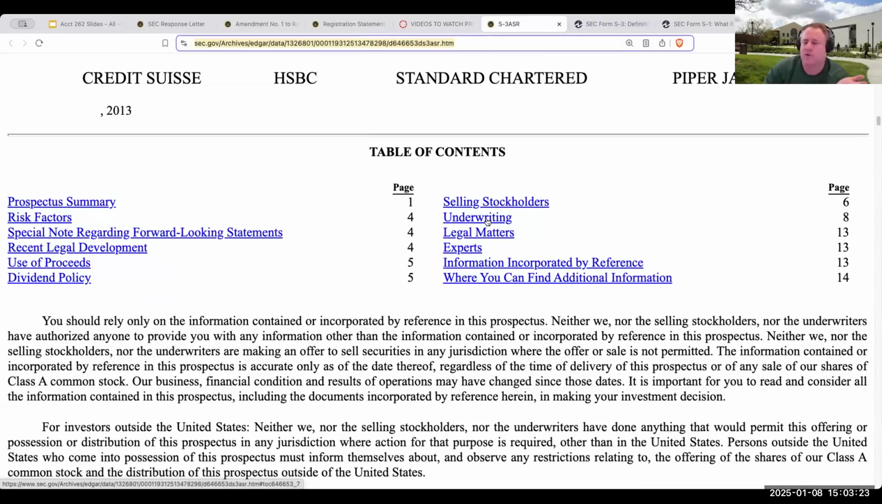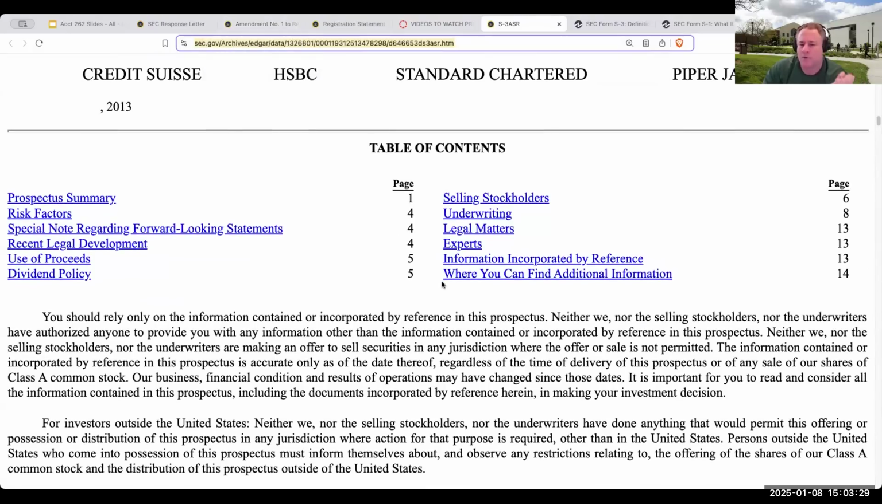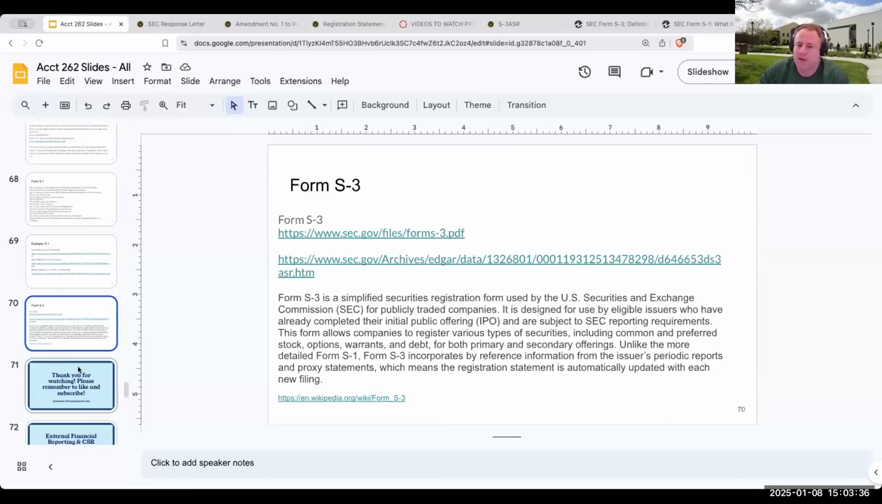And it's a lot easier than doing it on the Form S-1 in terms of going through all those SEC reviews. Now, could the SEC be reviewing this? The answer is sure, but the likelihood of that is not going to be that great.